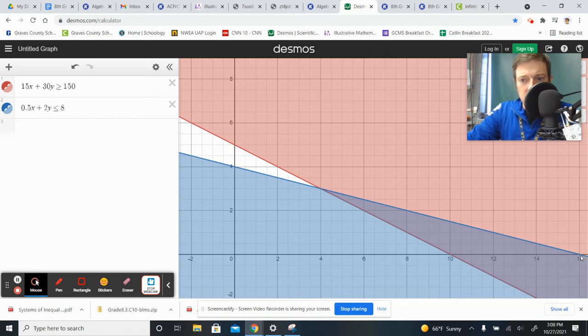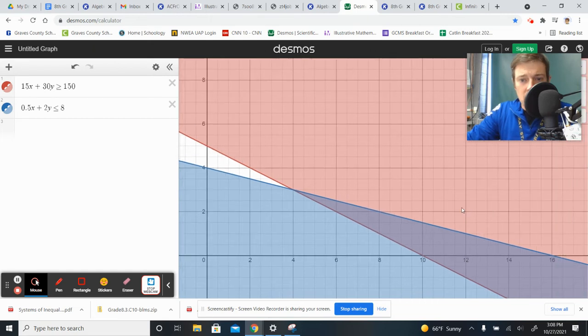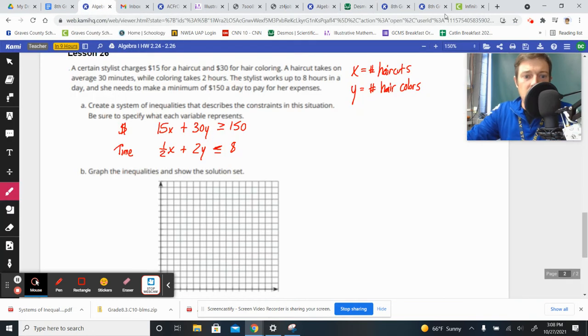So let's go to at least 16 on the bottom, and then we don't have to go very high on the top. We can go up to like 8 maybe. So I say we go 16. Let's do 20 and 8 as our window when we draw this. So 20 on the x-axis and 8 on the top.